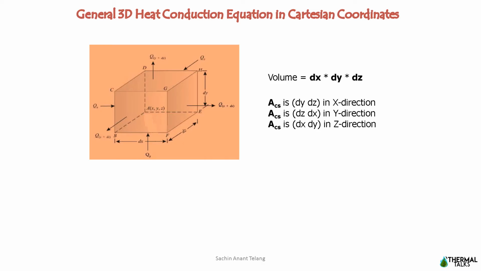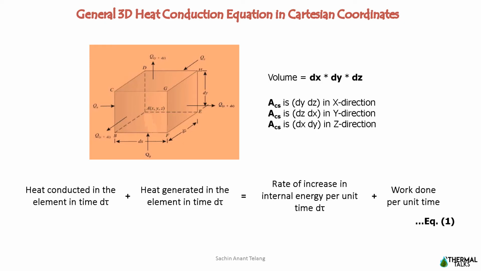So let us write an energy balance equation for this small elementary volume, which is nothing but heat conducted in the element in time dt plus heat generated in the element in time dt is equal to rate of increase in internal energy per unit time plus work done per unit time. So here work done is considered as zero. Why? Because there is no change in volume taking place. So the entire equation reduces to three major components: the heat conducted in the element, heat generated in the element, and the rate of increase in internal energy of the system.